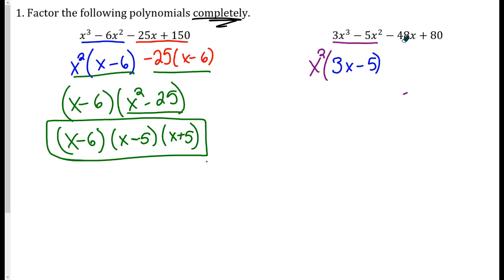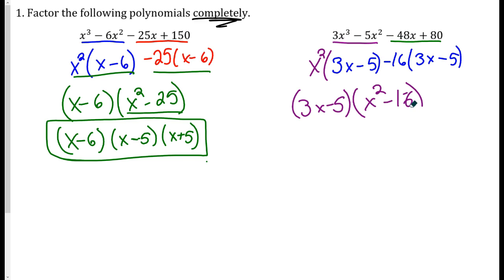Let's group these terms. I hopefully end up with a 3x minus 5. What's the GCF of negative 48x and 80? Well, if I take out a minus 16, I'm left with 3x, because 3x times negative 16 is negative 48, minus 5 times negative 16 is 80. So both of those terms have a 3x minus 5. I'm going to factor that out, and I'm left with x squared minus 16.